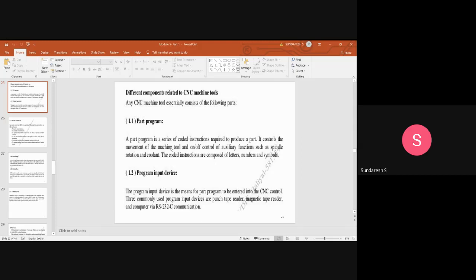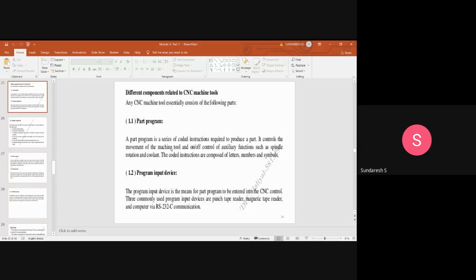The part program controls the movement of the machine tool, and of course the on and off of certain auxiliary functions, which might be spindle rotation or coolant on and off, whatever it might be. And these codes consist of letters, numbers, as well as symbols. This is one of the most important components of a CNC machine tool.